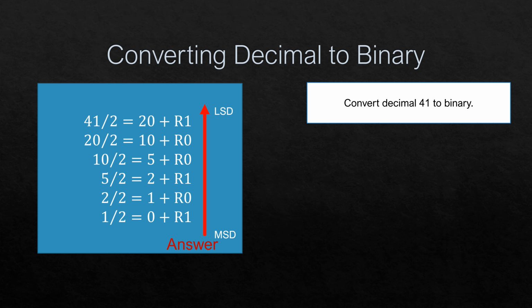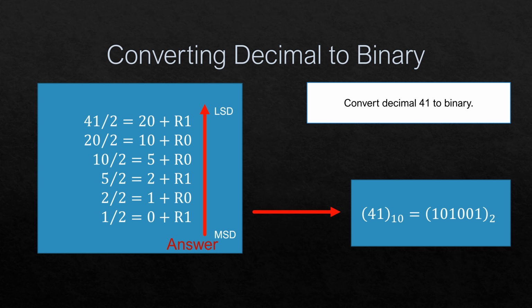The remainders are read from last to first, where the last remainder is the most significant digit and the first remainder collected is the least significant digit. The resulting binary number is then taken from the accumulated remainders, which gives us 101001 binary.